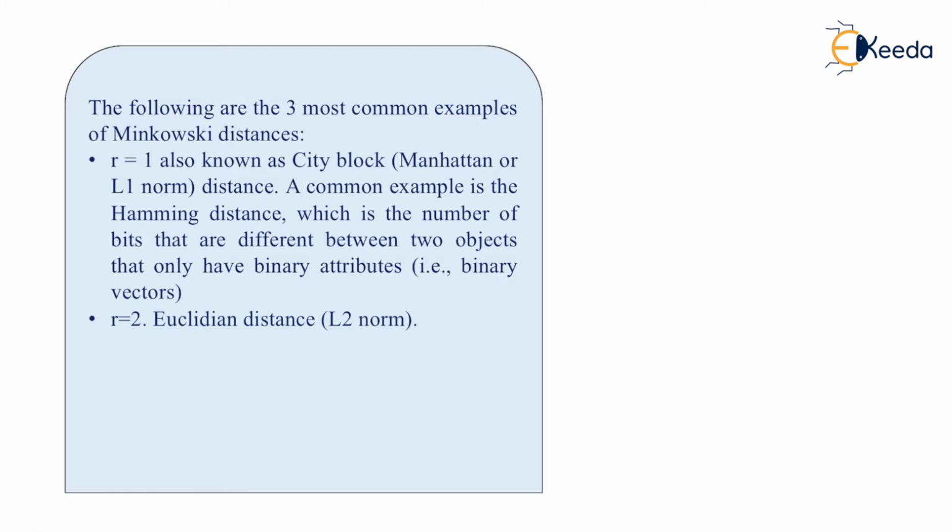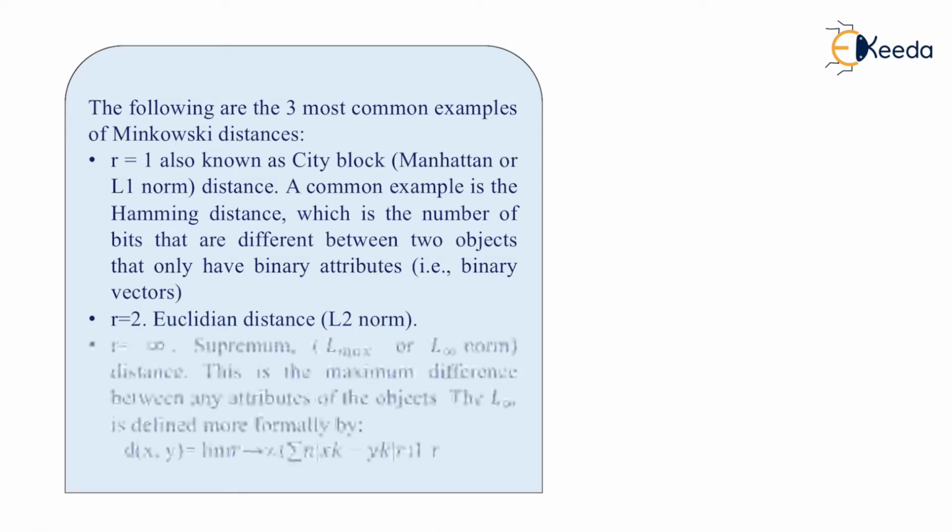So, consider r equal to 1, also known as the city block, Manhattan, or L1 norm distance. A common example is the Hamming distance, which is the number of bits that are different between two objects that only have binary attributes. Fine. r equal to 2. At that time we can say the Euclidean distance, that is the L2 norm.